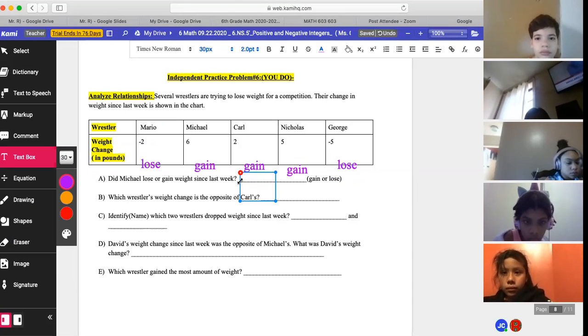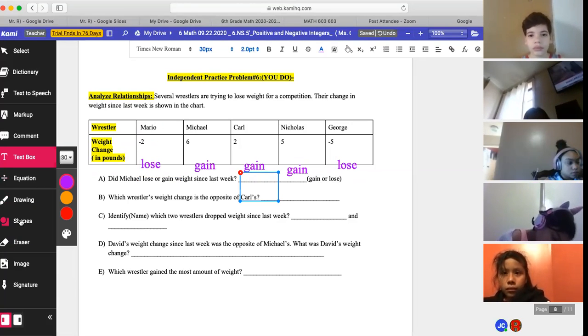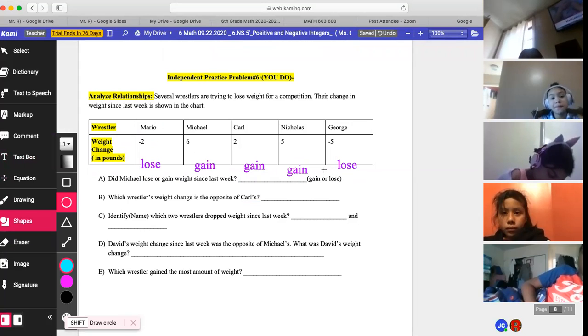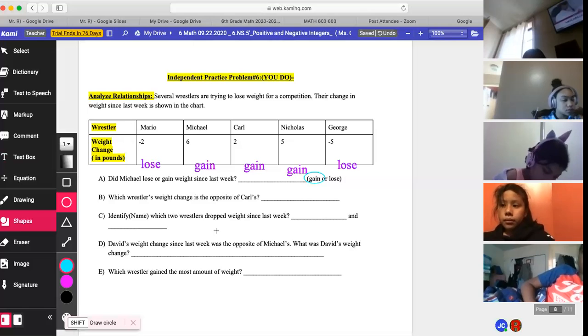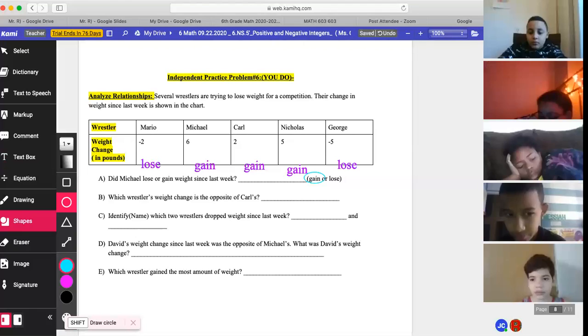Adeline, help me out. Did Michael lose or gain weight since last week? Look at Michael. Say that again, Adeline. He gained weight. Yeah, that's right. He went to IHOP every day, McDonald's, all that nasty stuff. Let's keep on going.